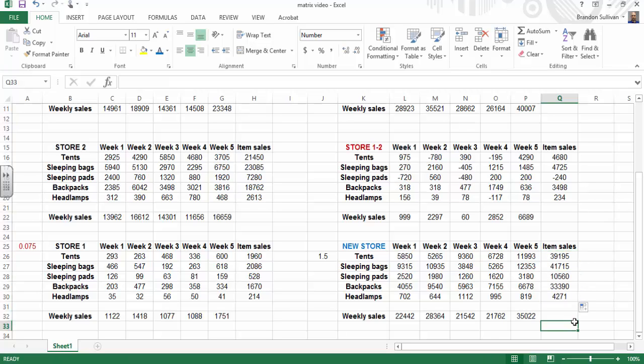So in conclusion, we've seen how to look at spreadsheets, add and subtract different data sets, and multiply entire data sets by something called a scalar, which in this case was either the sales tax, 0.075, or a multiplication factor, 1.5. Thank you.